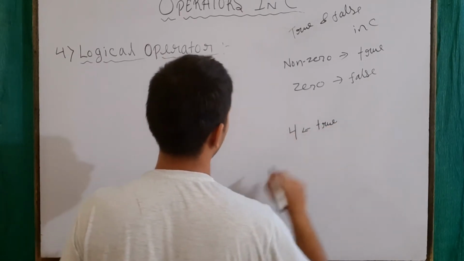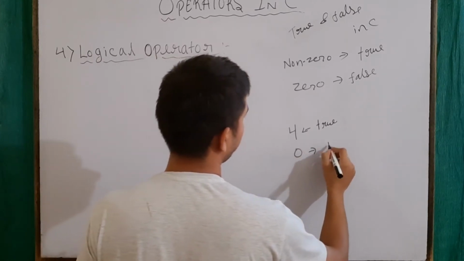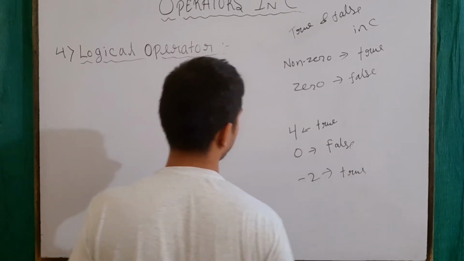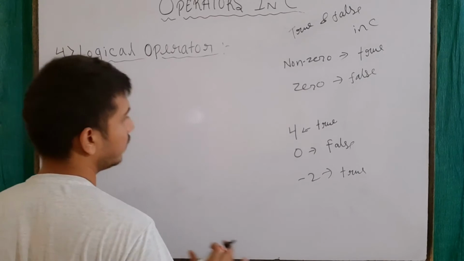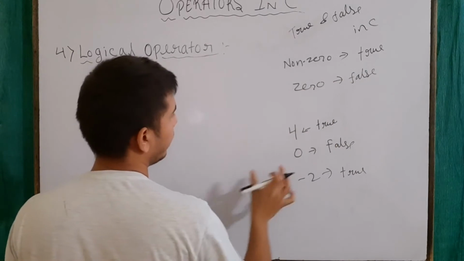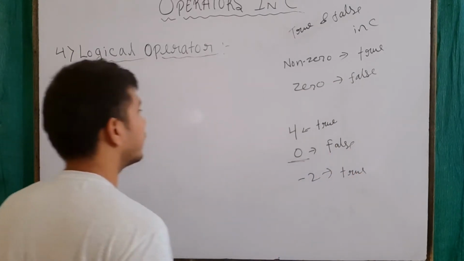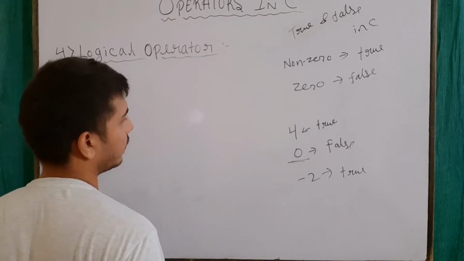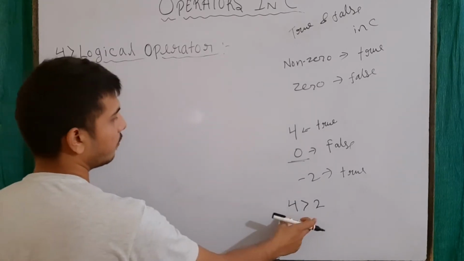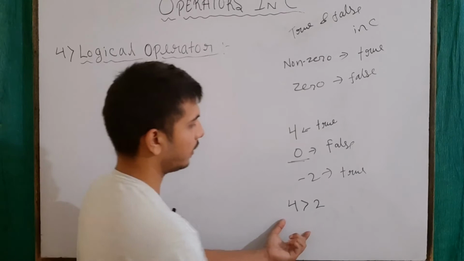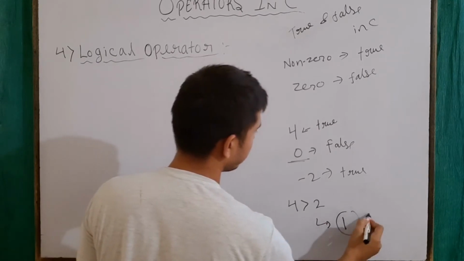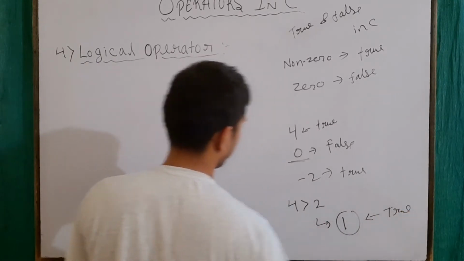And if it is 0, then it will be false. If it is -2, then it is true. These things are going to make sense slowly, but keep in note that when it is non-zero, it will be considered as true, and if it is 0, it will be considered as false. For example, if I ask you 4 greater than 2, in conditional operator we had talked about it. What will it give me? It will give me output as 1, because this condition is true, and 1 means it is true.